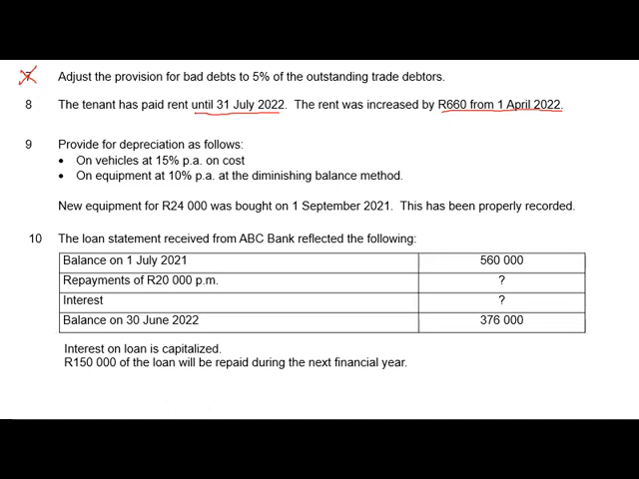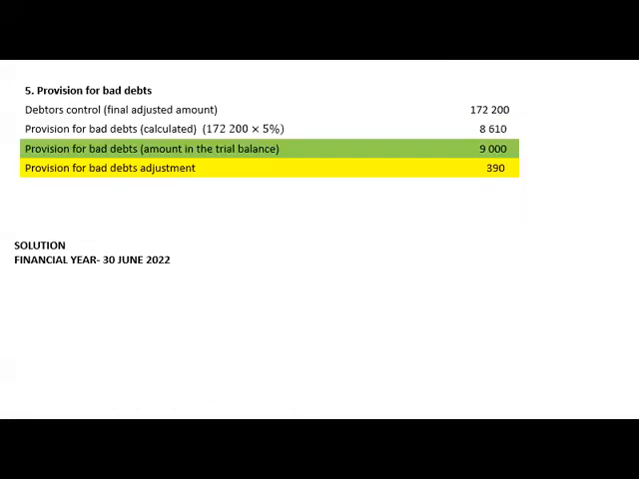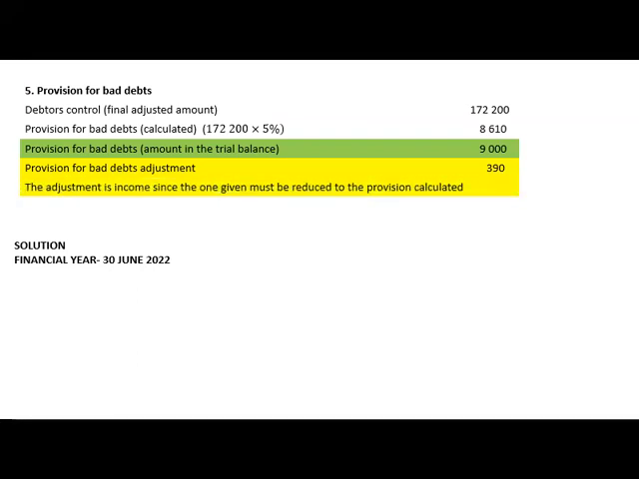Why can't we do it? Because something happened during the year. There was an increase of rent by 660. That is a problem. So how do we deal with this? First things first, draw the financial year, and in your financial year, write down key dates.